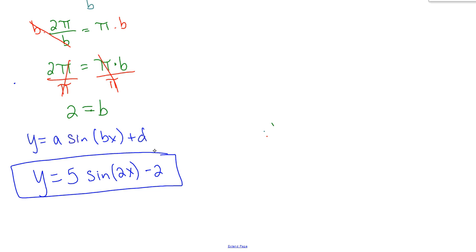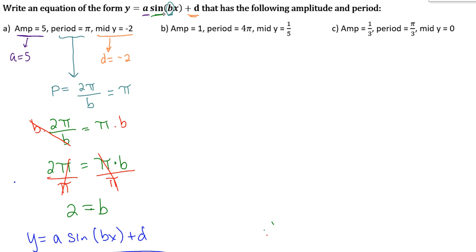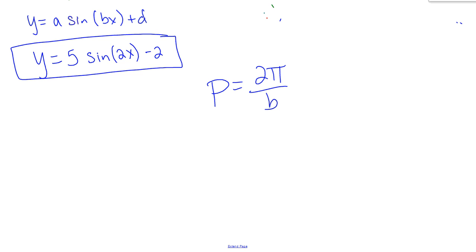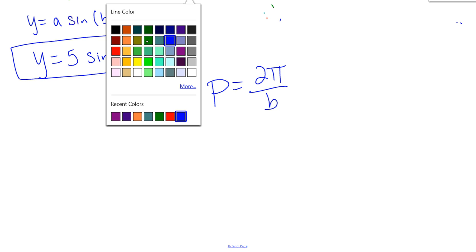So the a and the d, the amplitude and the midline, are really easy. You just pull those numbers out. Period, you've got to kind of work yourself backwards. You've got to figure out what the number was inside the formula that, when reduced, gave us our actual period. And it's using that whole formula, p equals 2 pi over b. Now, I'm going to show you a little shortcut. If it's confusing, don't worry about it, but for some of you, this will be a time saver.